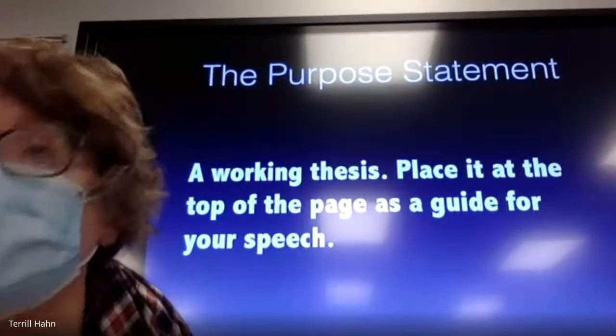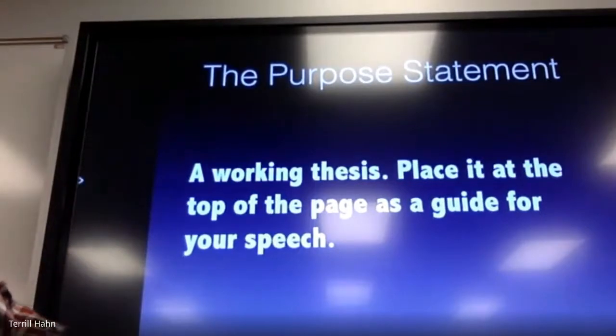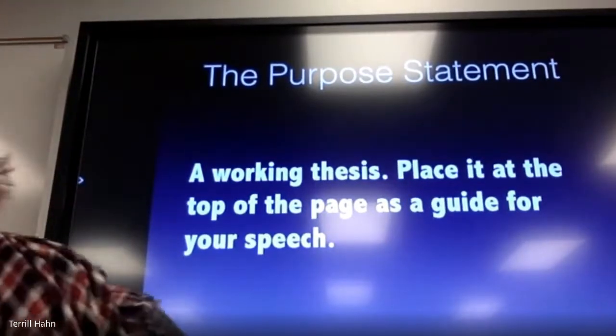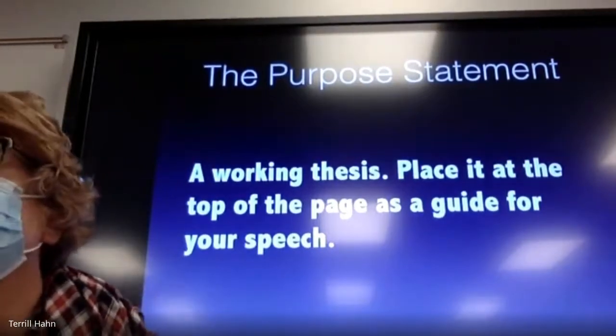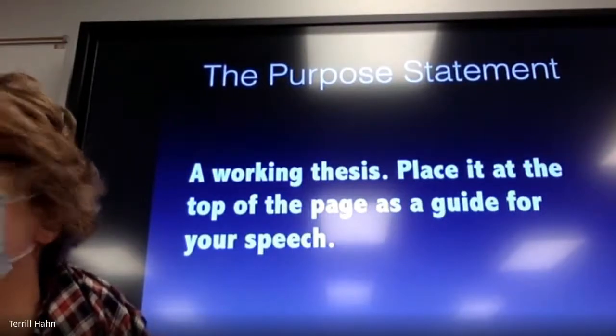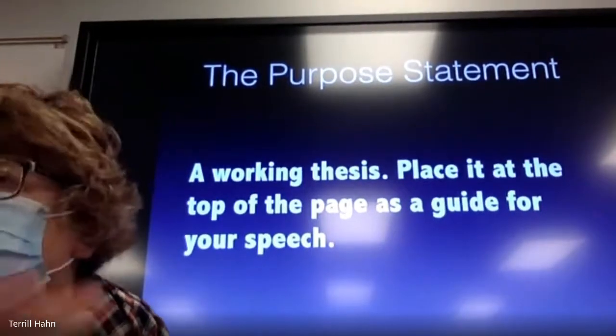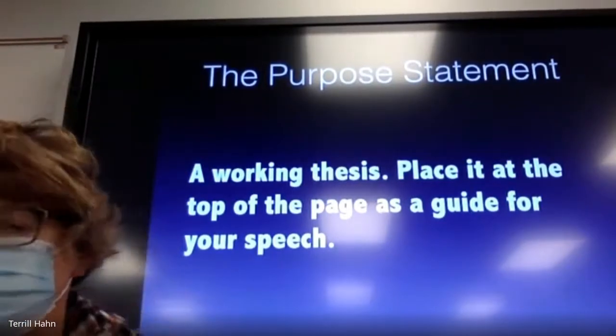Now, you can change it to... can you see okay? Yeah. Okay. You can change it to be a thesis statement. Okay. You can turn it into your thesis statement, but you have to reword it a little bit. Everybody have this part down? No. Okay.